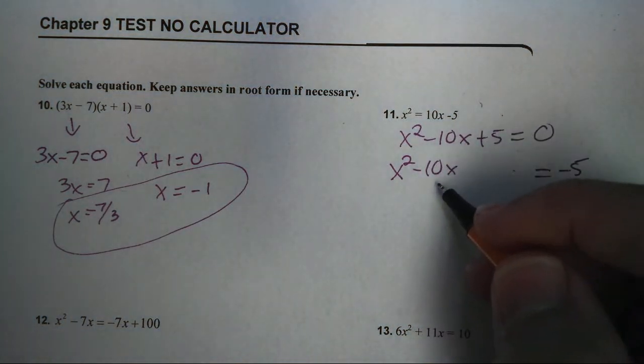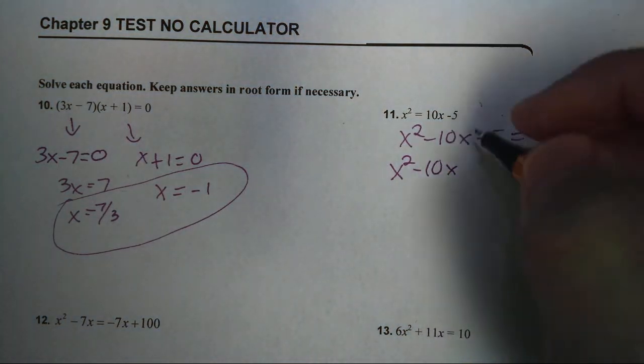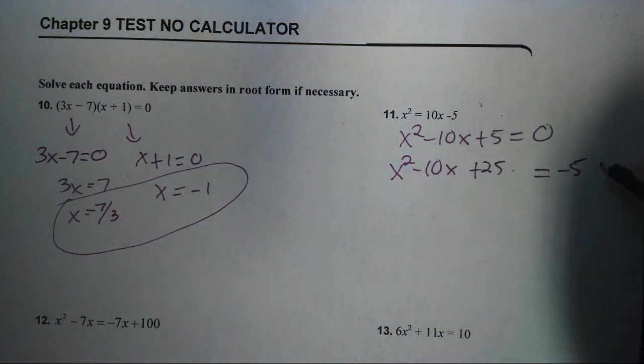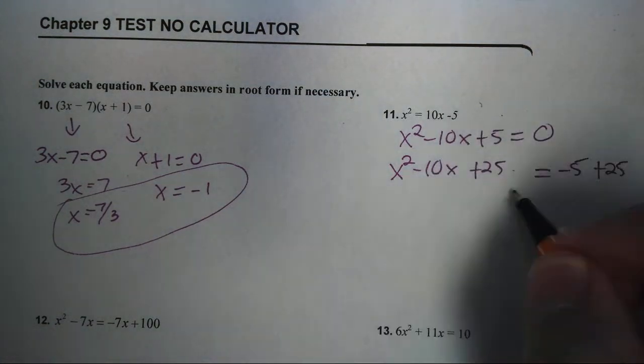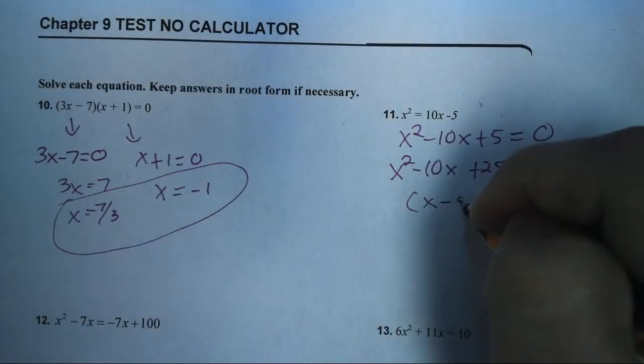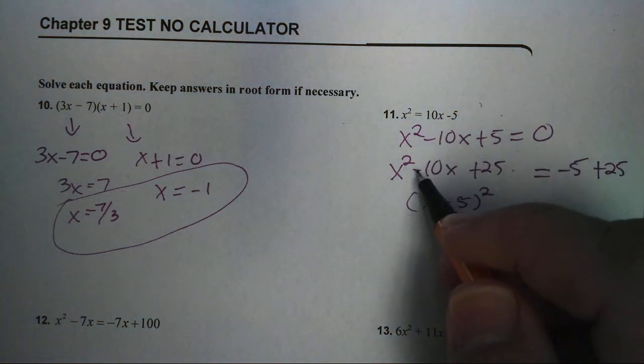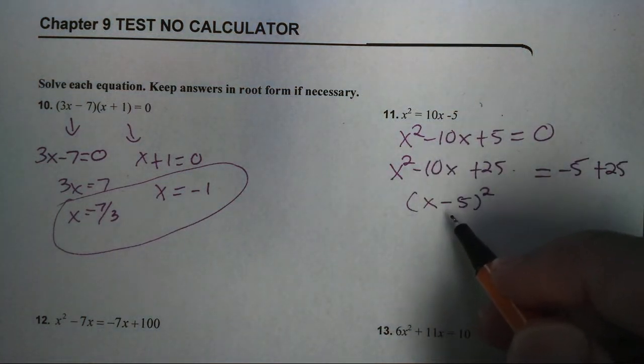Take half of my middle term, so half of 10 is 5. Square it, it's 25. Let's put a plus 25 on the other side. Factor. Be careful here, this is a minus 10x. You have to put a minus 5 when you do the factoring.